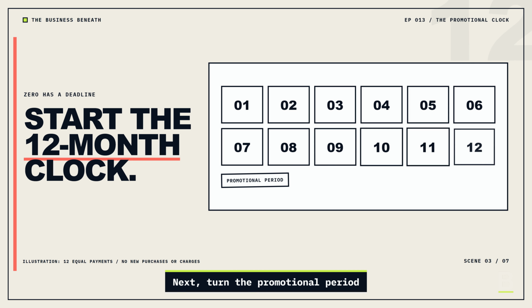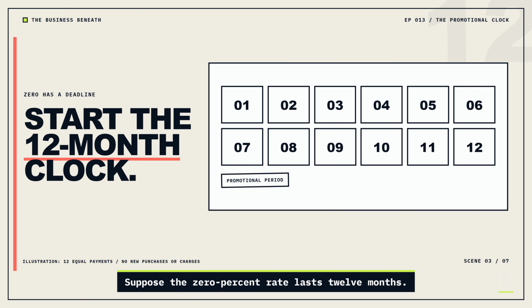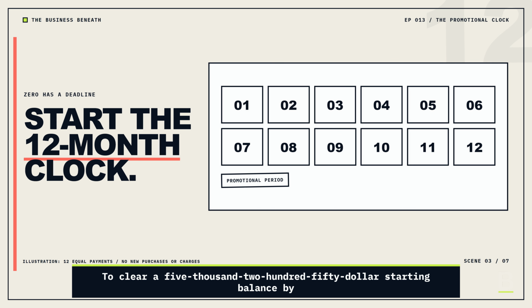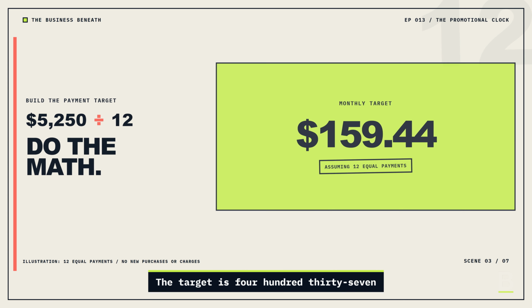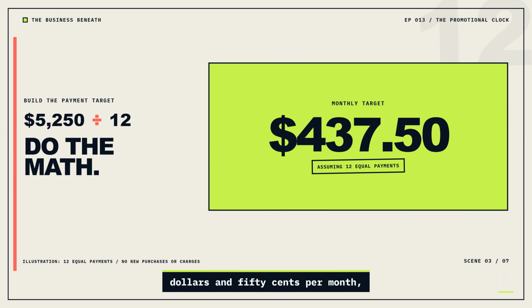Next, turn the promotional period into a payment target. Suppose the 0% rate lasts 12 months. To clear a $5,250 starting balance by the deadline, divide it by 12. The target is $437.50 per month, assuming no new purchases, no other charges, and 12 equal payments.